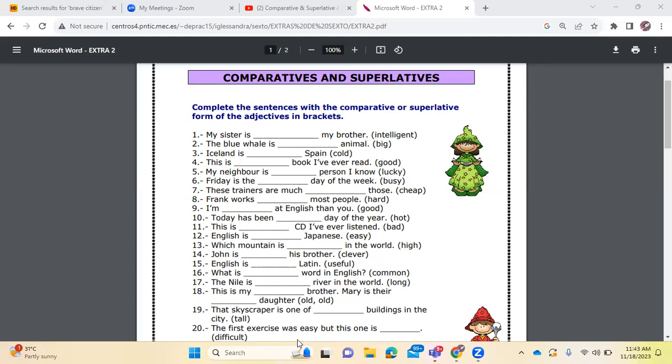The first exercise was easy, but this one is more difficult. We are comparing the first exercise and this one. So it should be the comparative form.